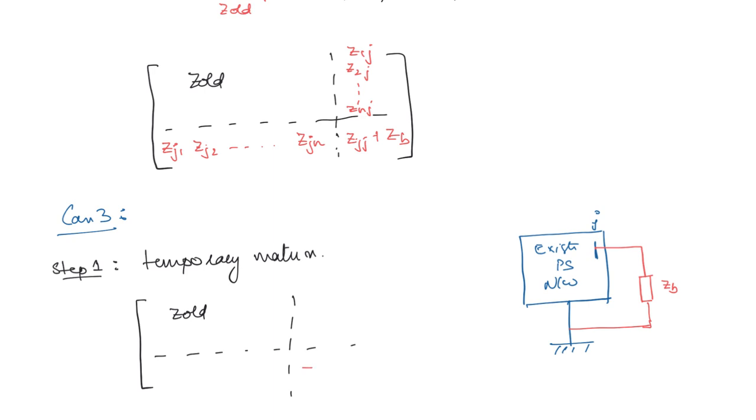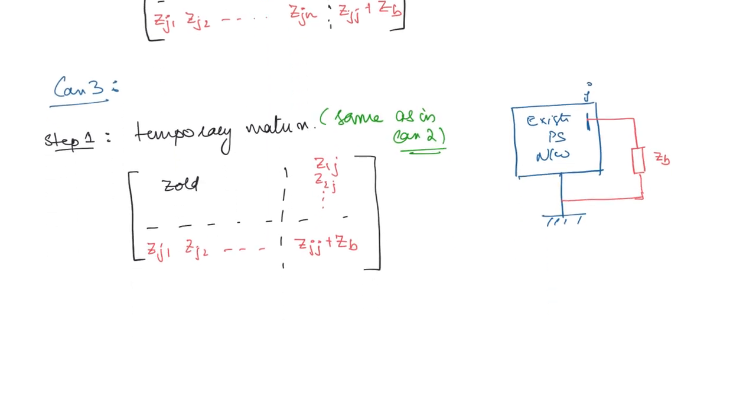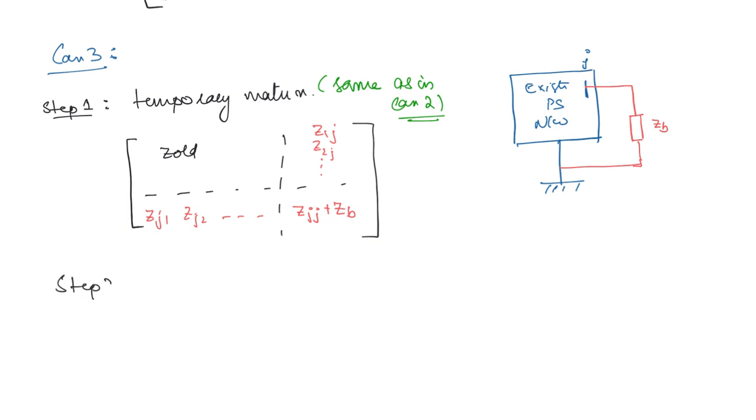Now the diagonal element is ZJJ plus ZB, just like in case 2, right? And the other elements also, here you are going to get ZJ1, ZJ2 and so on, and here Z1J, Z2J and so on. So this is same as in case 2, we obtain a temporary matrix. Now what happens in the second step? This is now becoming N plus 1 into N plus 1. We want an N by N matrix. So in step 2 we are going to get the actual modified matrix.